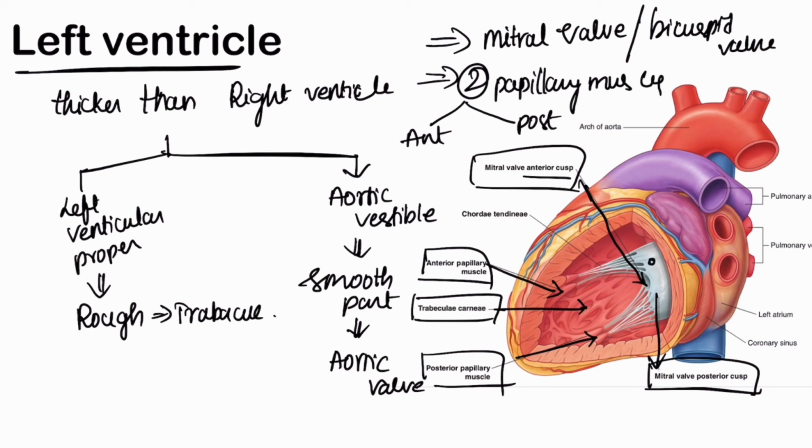These cusps are attached to the papillary muscles through the chorda tendineae. These are the chorda tendineae here. And that's all about the left ventricle. And that's all about the chambers of the heart.